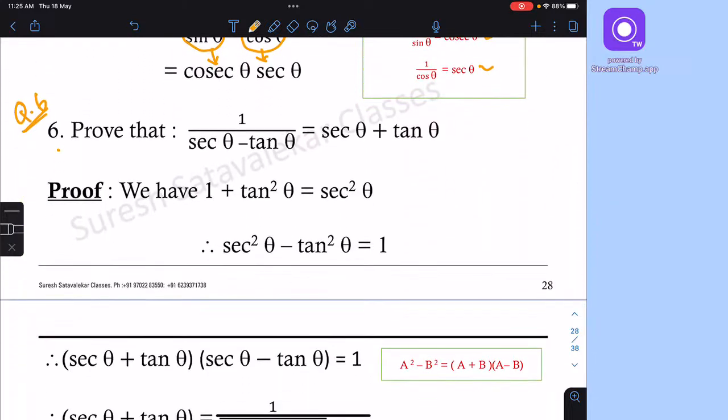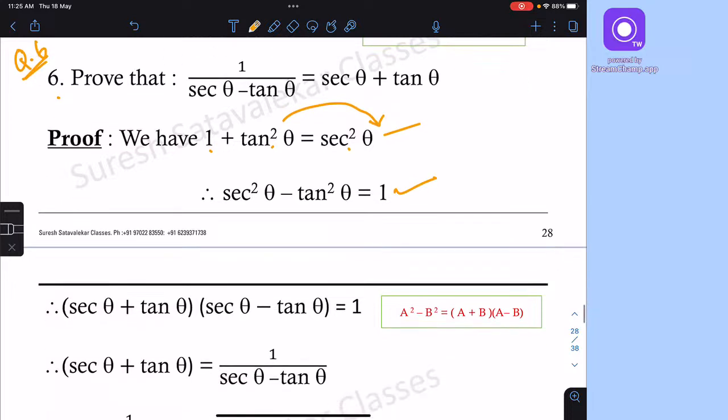Now here, this also, 1 upon sec theta minus tan theta is equal to sec theta plus tan theta, can be done in several ways. If you recollect the identity relating sec and tan, 1 plus tan square theta is sec square theta. Therefore this tan square theta, if you transpose to that side, it becomes sec square theta minus tan square theta is 1. Now the factors of sec square minus tan square, you can treat as a square minus b square. A square minus b square is a plus b, a minus b. So sec theta squared minus tan theta squared is equal to 1. So the factors are sec theta plus tan theta, sec theta minus tan theta is equal to 1.